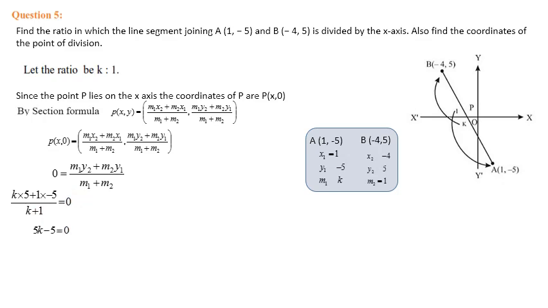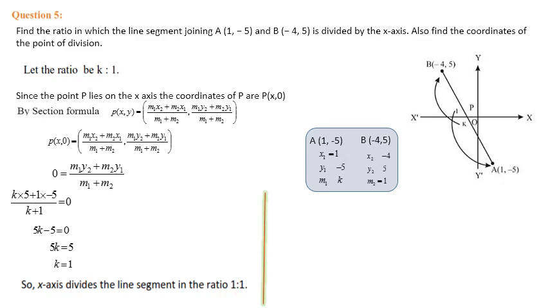Go for the calculation: 5 into k is 5k, 1 into minus 5 is minus 5, equal to (k + 1) into 0, cross multiplication. (k + 1) into 0 is 0. That is 5k minus 5, bring it to the right side, equal to 5, means k equals 5 by 5, that is equal to 1. Now once you get k, you can write the ratio. So the x-axis divides the line segment in the ratio k is to 1, and k is 1, so it is 1 is to 1. 1 is to 1 means it is equal division, or bisection, we can tell.